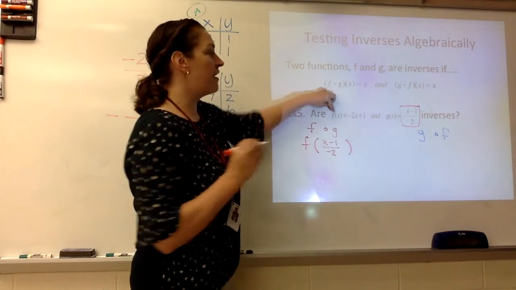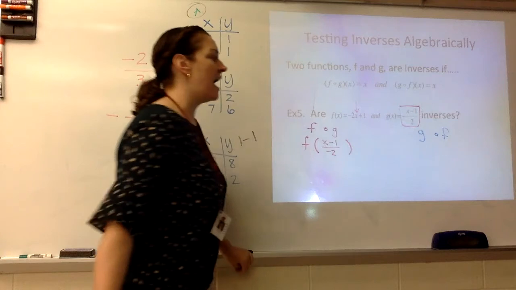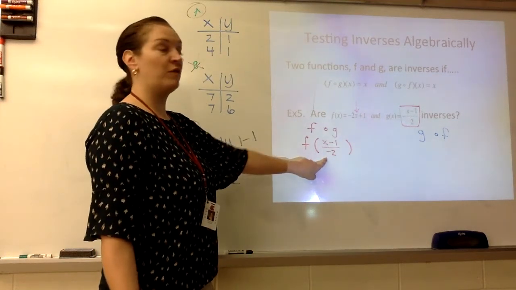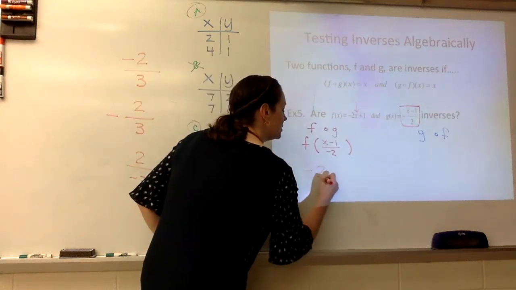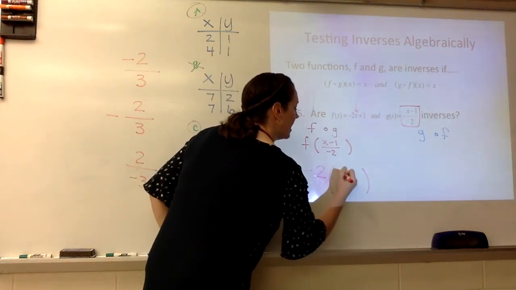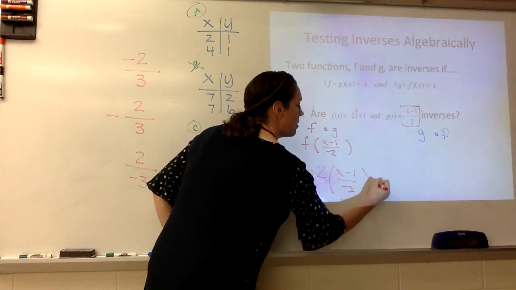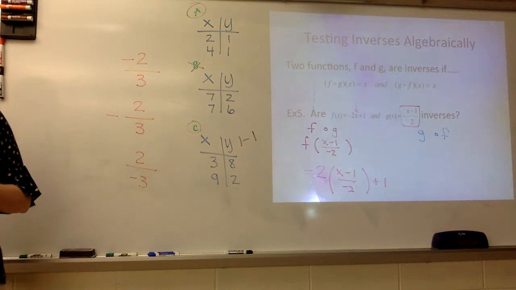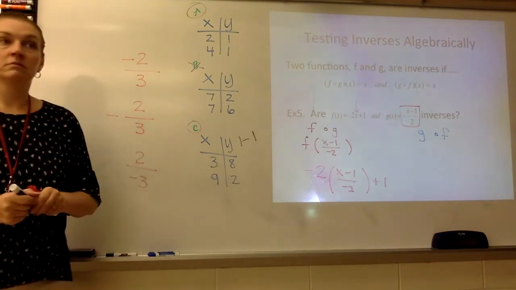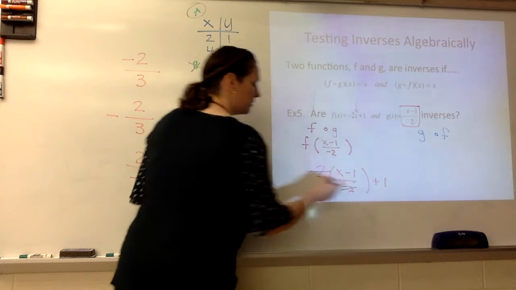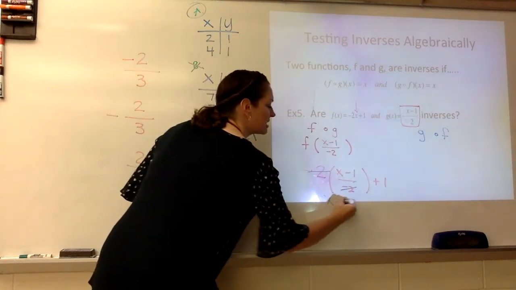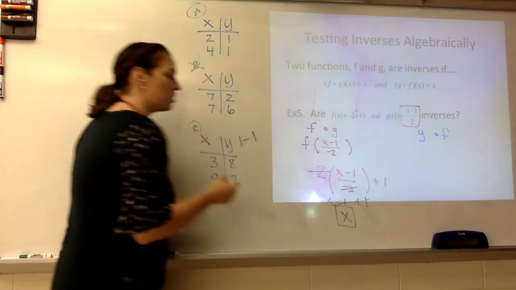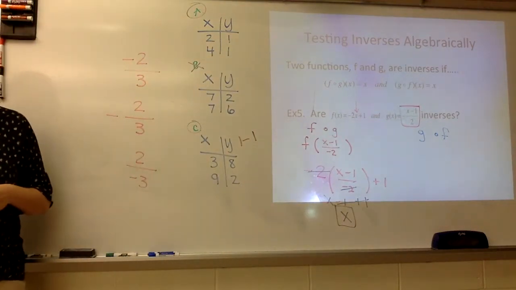So now I'm going to go to the f function, and every place I have an x, I'm going to replace it with x minus 1 over negative 2. So I write the negative 2. I'm going to put in the x minus 1 over negative 2 plus 1. What can I legally cancel through multiplication? The negative 2's, which leaves me with x minus 1 plus 1, which leaves me with just x. I'm looking pretty strong right now for an argument that these two are going to be functions of one another.